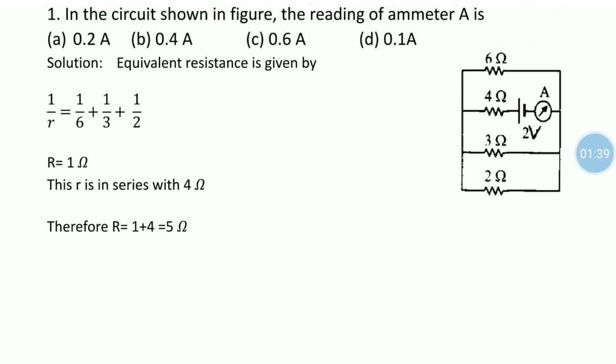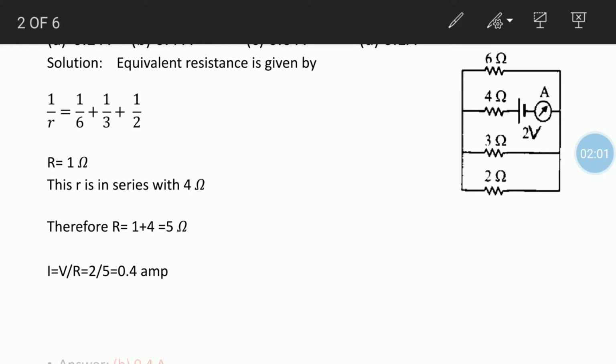We have a resistance value, we have a voltage value. Use Ohm's law, you will get current value I is equal to 2 divided by 5, because I is equal to V by R. 2 divided by 5 will give 0.4 ampere as the answer. Therefore, option B is the correct one.